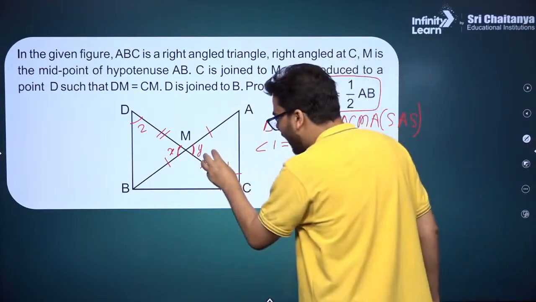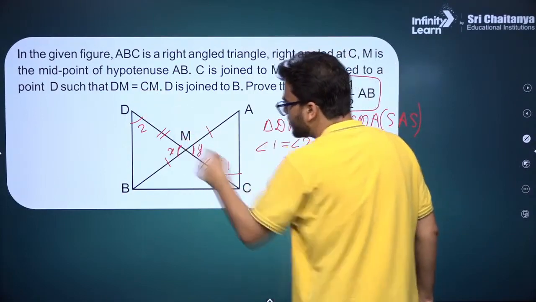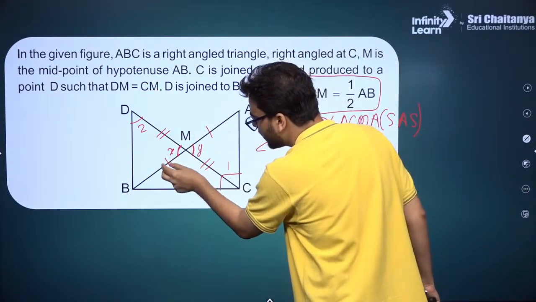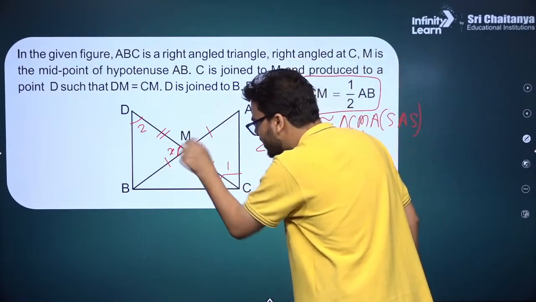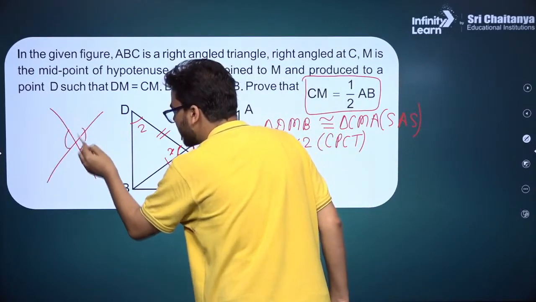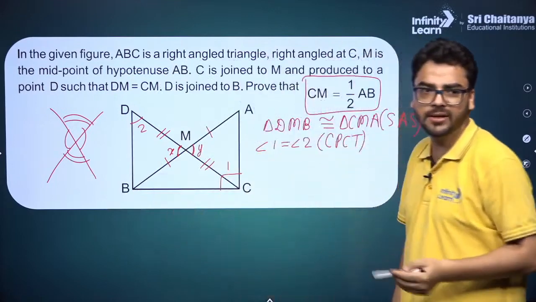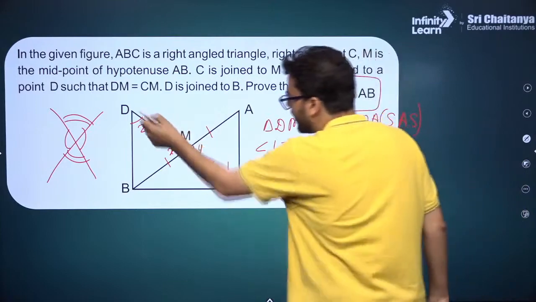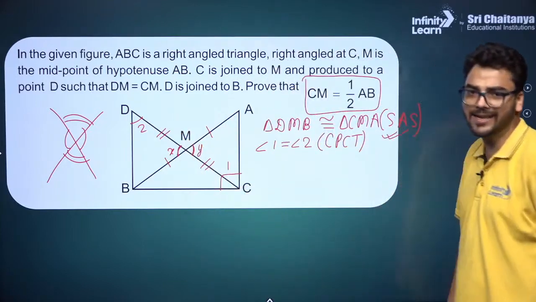So in these two triangles, this is given to be equal to this. You see, it was given DM is equal to CM. And it was also given that M is the midpoint of AB. So therefore, this is equal to this. And also X is equal to Y, because if two straight lines intersect, then vertically opposite angles are equal. Pairs of vertically opposite angles are equal if two straight lines intersect each other, correct? So therefore, DMB and CMA, they are congruent by SAS congruency criterion.